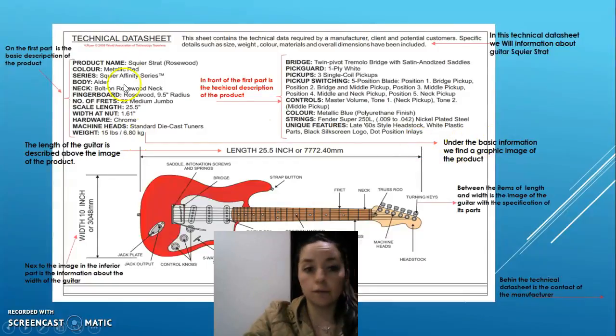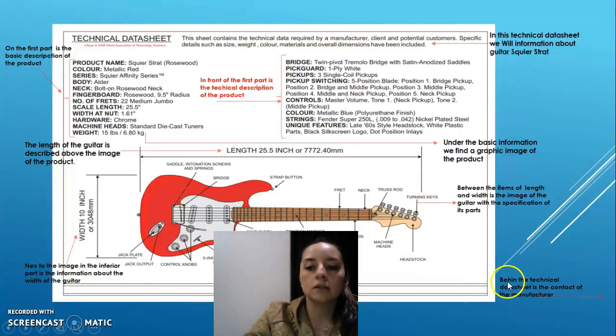Under the basic information, we find the graphic image of the product. The length of the guitar is described above the image of the product. Next to the image, in the lower part, is the information about the width of the guitar. Between the items of length and width is the image of the guitar with a specification of each part.